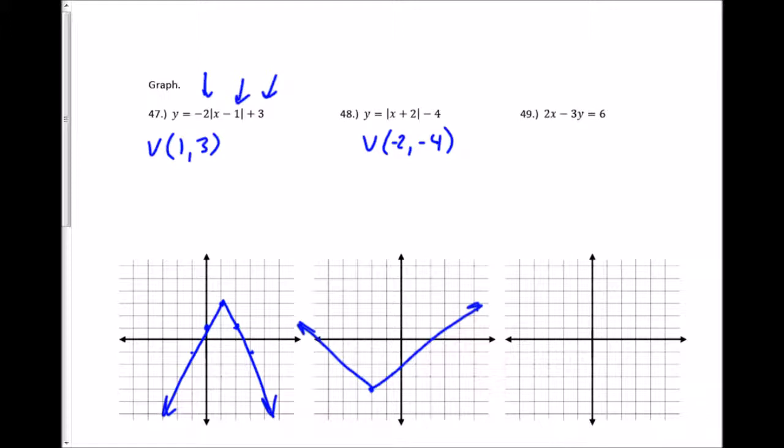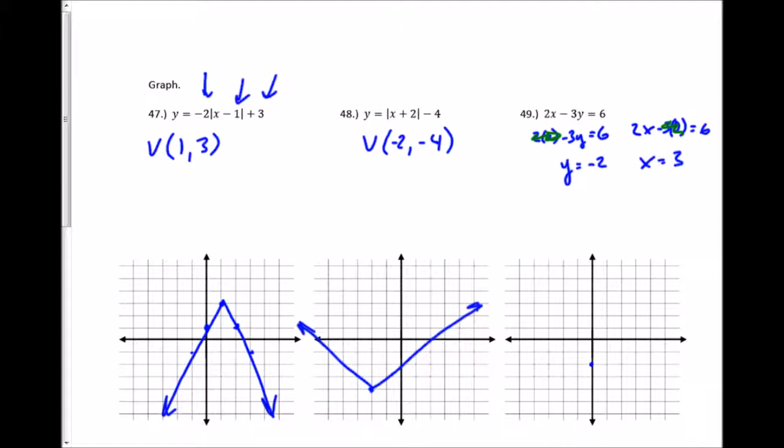This last one, there's two ways I can approach this. You can solve this for y and put it in slope-intercept form and then plot the y-intercept and follow the slope. Or we can just put zeros in here. If I plug a 0 in for x, essentially I have negative 3y equals 6, which means y equals a negative 2. And then if I plug a 0 in for y, I essentially have 2x equals 6, which means x equals 3.